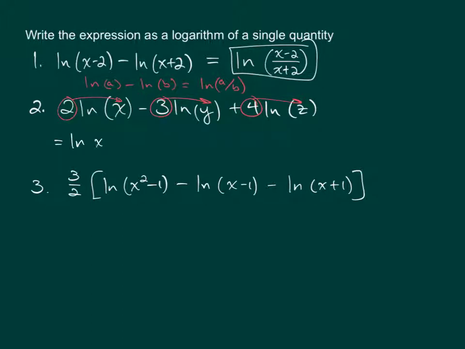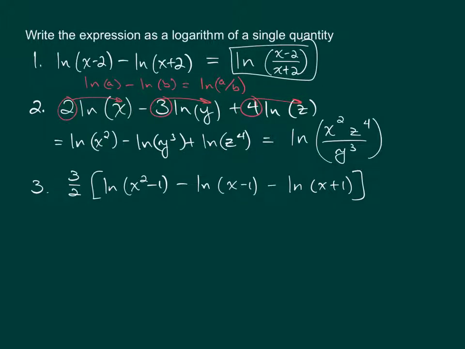The natural log of x squared minus the natural log of y cubed plus the natural log of z to the 4th power. Now that there are no coefficients in front of these logs, we are able to combine these logs together. And that'll look something like this. You can see here that the 3 logs have been combined into one.